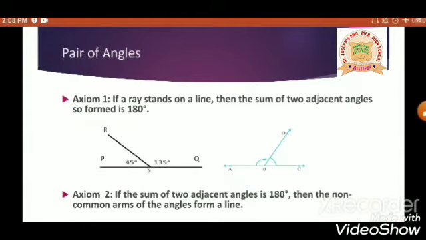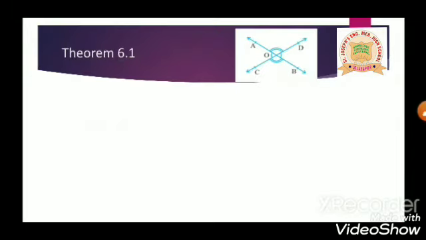The non-common arms of the angles will form a line. They will be a line. Then PQ and AC will be a line. This is what axiom 2 says. If the sum of two adjacent angles is 180 degrees, then the non-common arms of the angles will form a line. See, now this plus this, if it is equal to 180 degrees, then this will be a line.